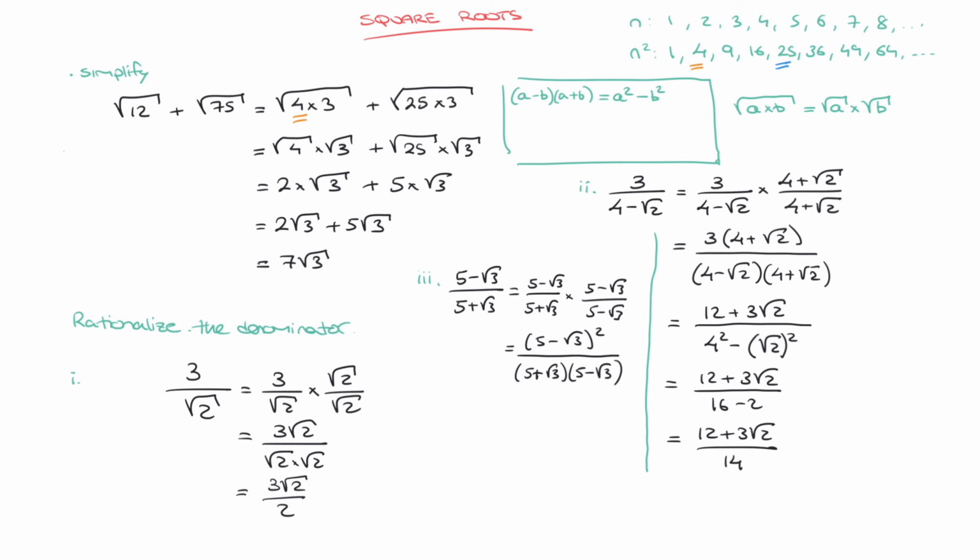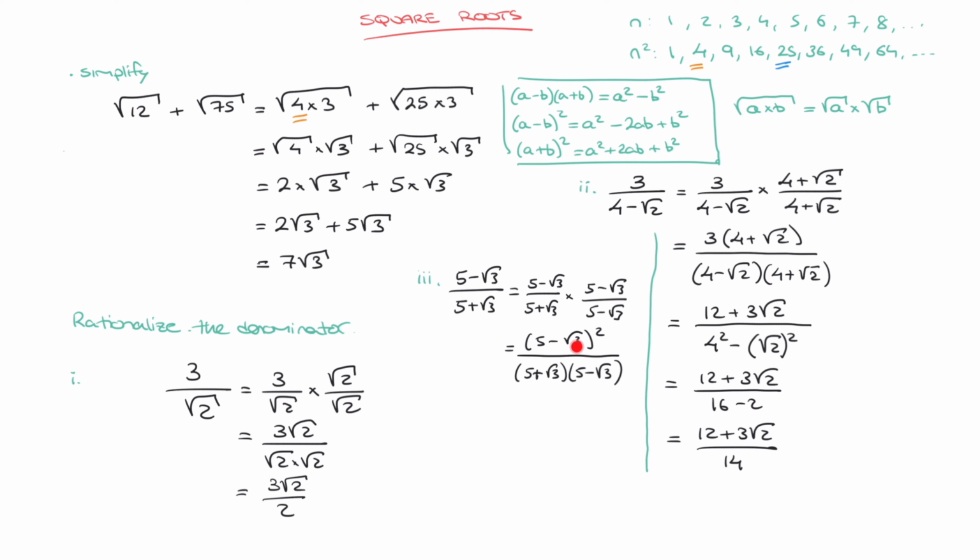And for that, you are expected to remember this result. Remember that a minus b squared is equal to a squared minus 2ab plus b squared. And while I'm at it, I'll write the other result. You're meant to know a plus b squared, which is equal to a squared plus 2ab plus b squared. Remember those, please.